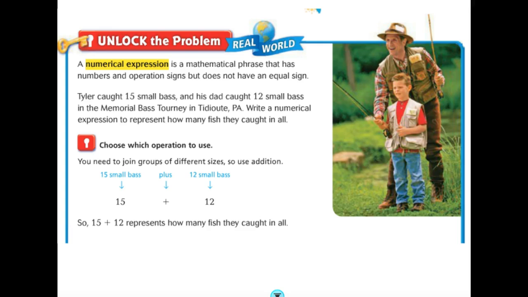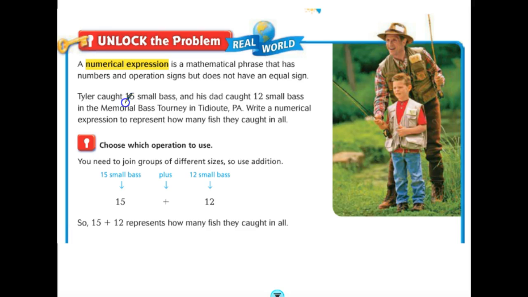Tyler caught 15 small bass and his dad caught 12 small bass in the Memorial Bass Tourney. Write a numerical expression to represent how many fish they caught in all. So I'm supposed to come up with a numerical expression with numbers and operation symbols, but I don't have to have an equal sign. So let's figure out what we're going to be doing.